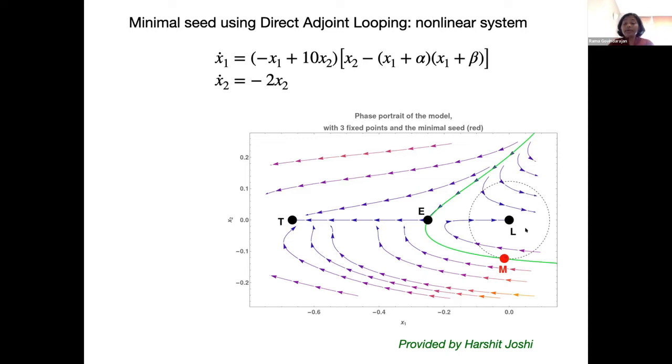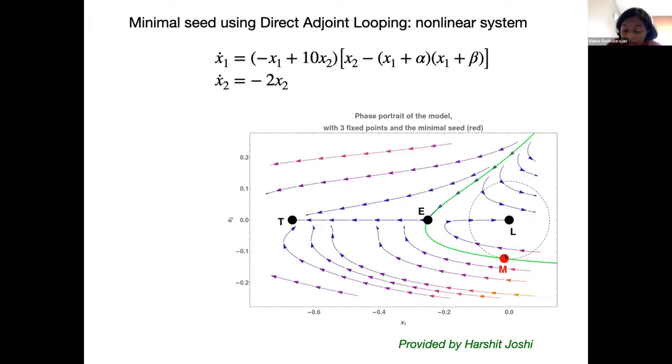So how will I go about finding it with the direct adjoint looping? That is the question we want to ask. And remember that this minimal seed is not the edge state. The edge state corresponds to a saddle point, whereas the minimal seed corresponds to the smallest distance away from the laminar on the turbulent side.